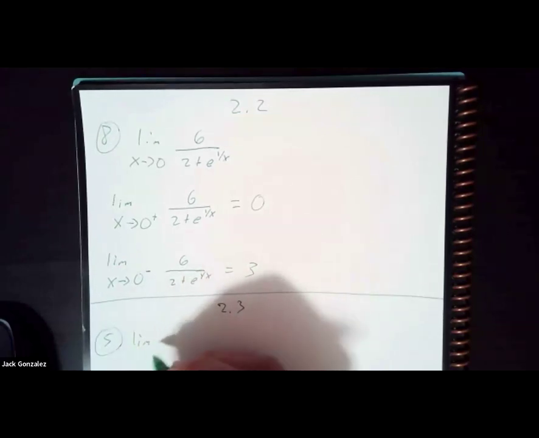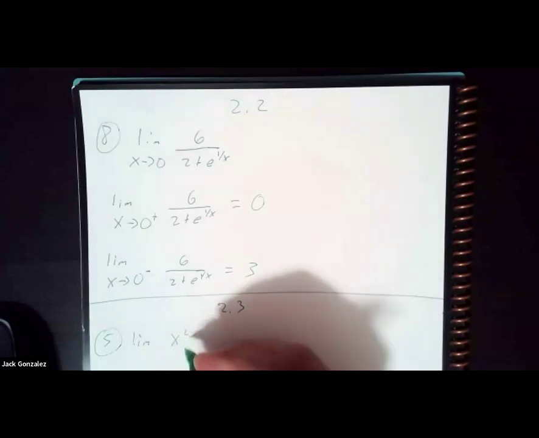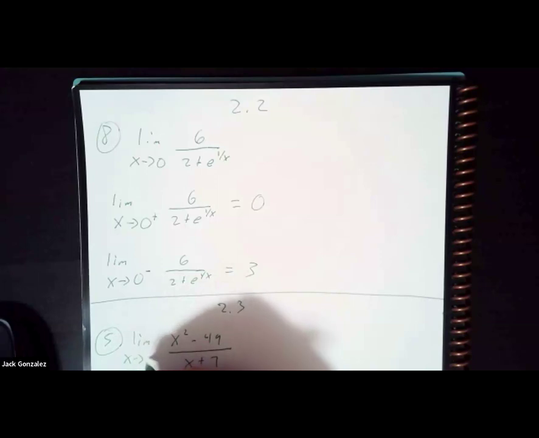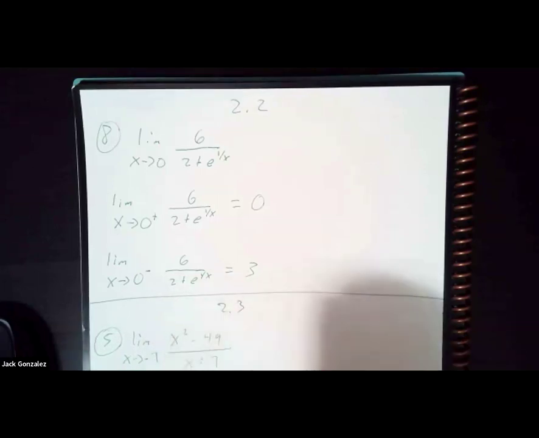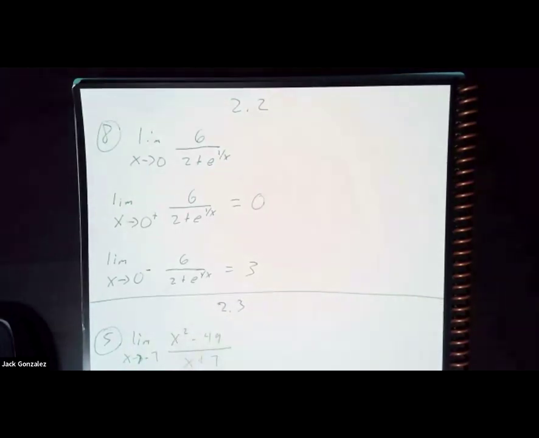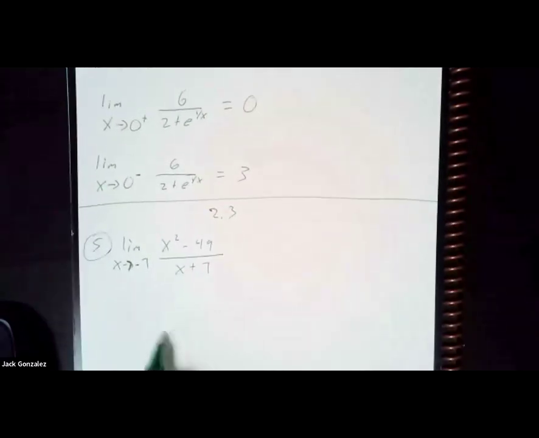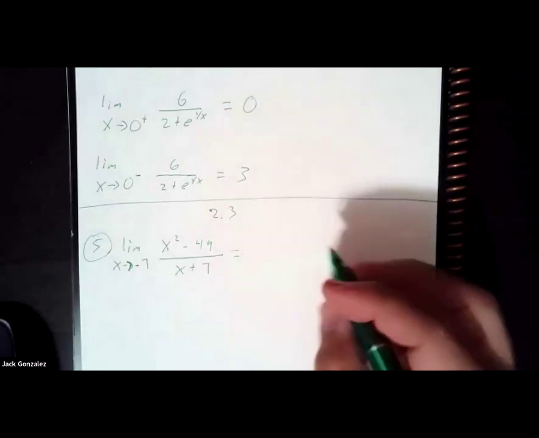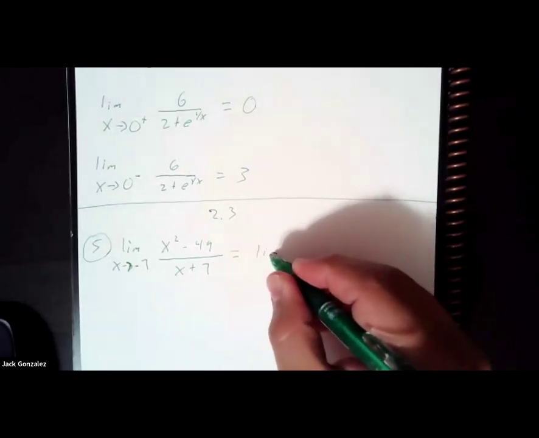So the limit is x squared minus 49 over x plus 7 when x goes to -7. You can see right away, right? You cannot plug in -7 because you'll get 0 down here, correct? So if you do some algebra, how does the top part factor?